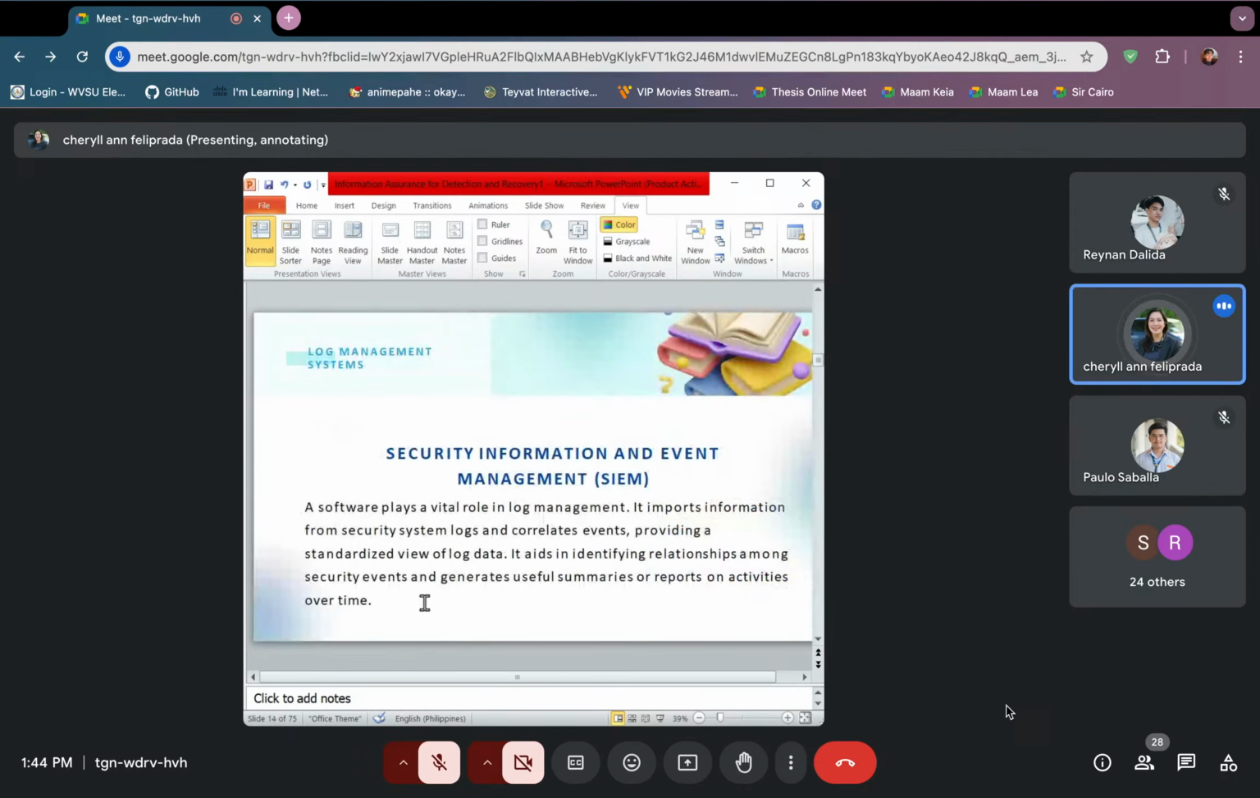Next is your SIEM, the Security Information and Event Management, a software that plays a vital role in log management. It imports the information from security systems logs and correlates events, providing a standard view of log data. So it aids in identifying relationships among security events and generating useful summaries or reports actively.